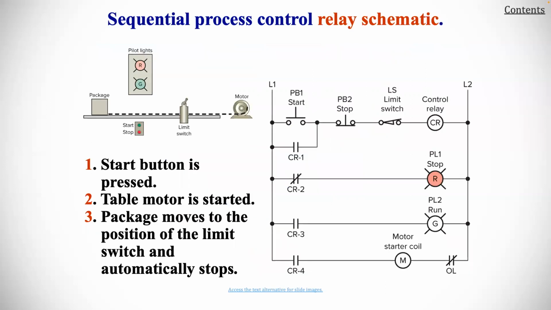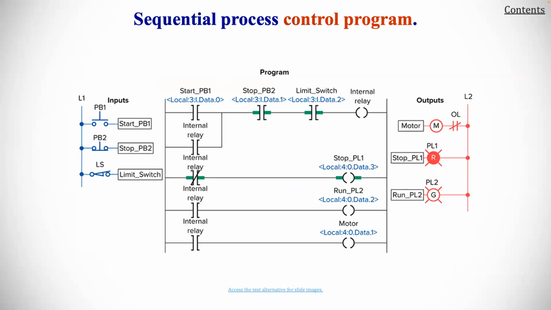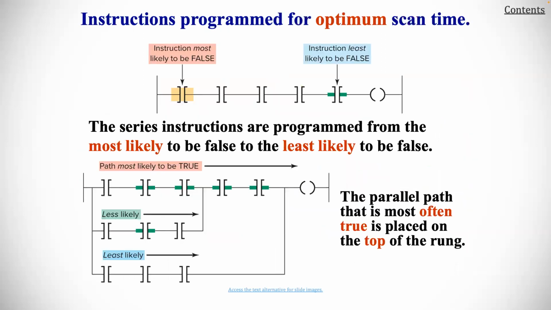So here we're showing a sequential process control for a relay schematic. One, you push the start button. Two, the table motor is started, and three, the package moves to the position of the limit switch and automatically stops. So this was something that you could see that you could do. Here's a sequential process control program where you can review and see how that works.